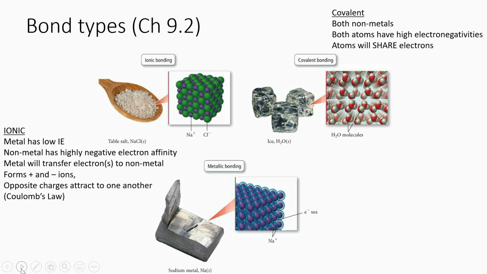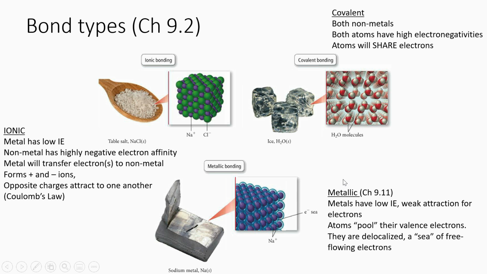When you have covalent bonding, this happens when you have two or more nonmetals coming together. Both atoms have high electronegativities, so they have strong attraction for electrons, so neither one of them is really willing to give up their electrons, so the atoms will end up sharing electrons. And then in metallic bonding, you've put together several atoms that all have low ionization energies, weak attraction for their electrons, and those valence electrons move around freely in what we call a sea of electrons. They're kind of not locked in any one location, they're moving around freely.